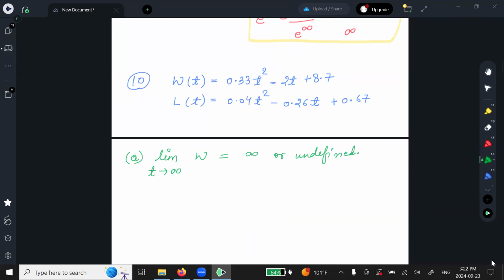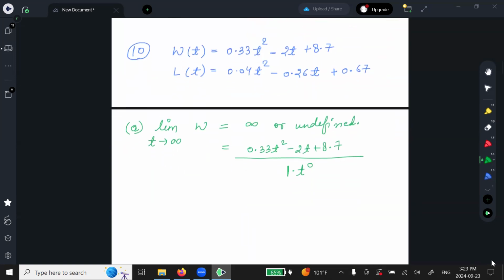Right? Because this is just saying that I have 0.33 t square negative 2t plus 8.7 divided by 1, right? There is no bottom. 1 means I can say 1 times t to the power 0. Numerator has higher power. This is infinity. Makes sense? If you do not have a fraction, you can always make a fraction by putting a 1 in the bottom. That means that your variable has power 0. Good.